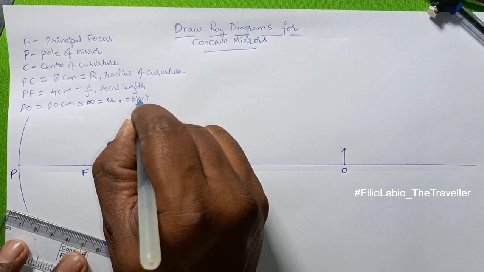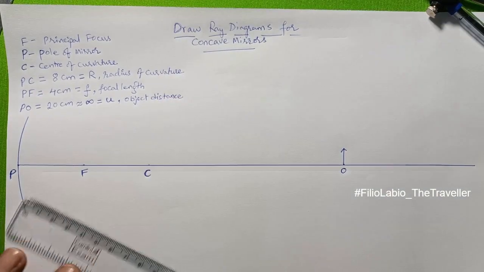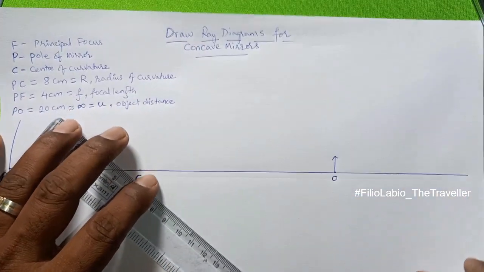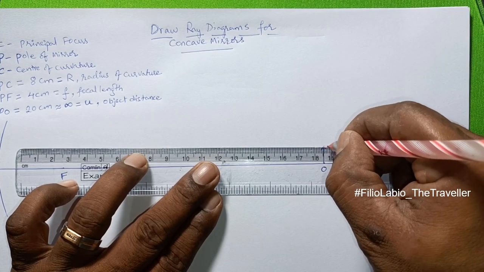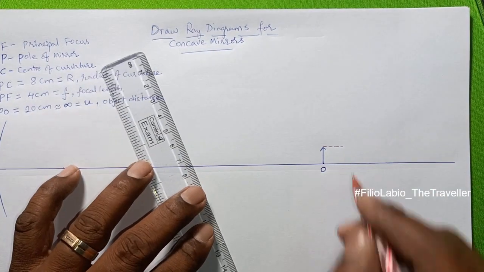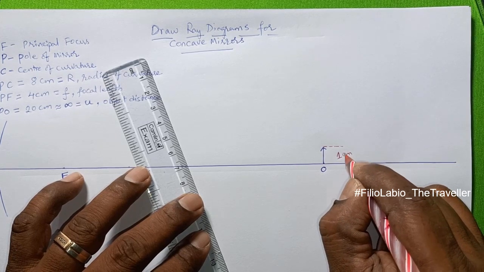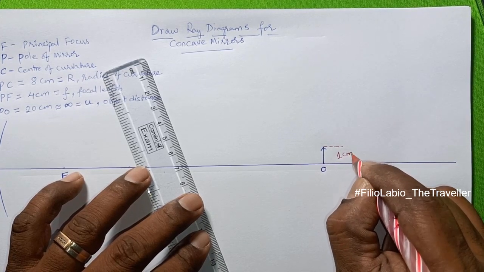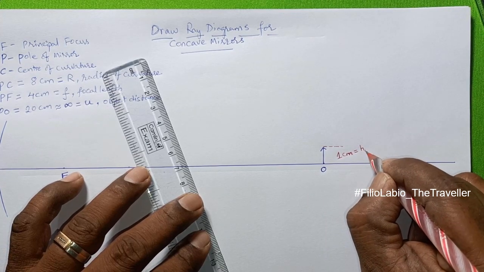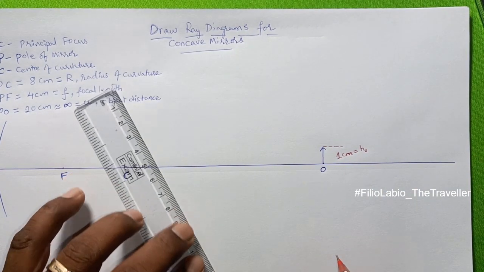Object distance. Now the height of the object. This is 1 centimeter, which is also represented with h, o, suffix o for object.